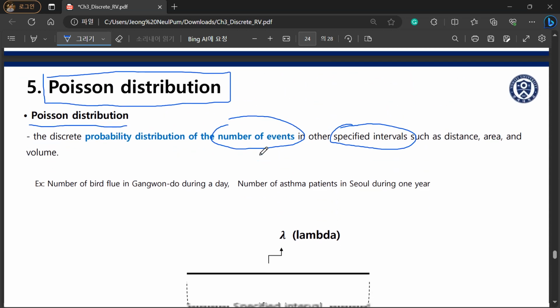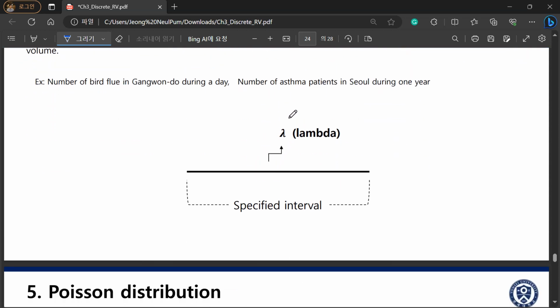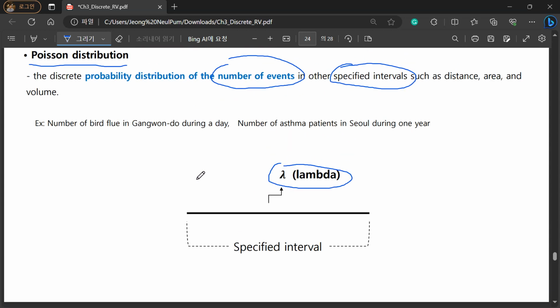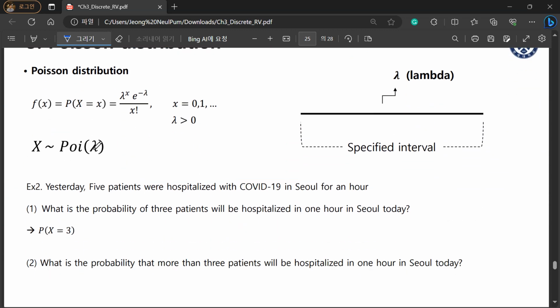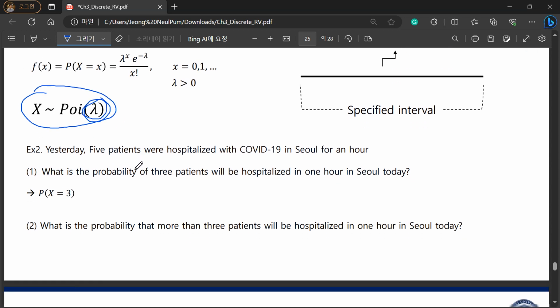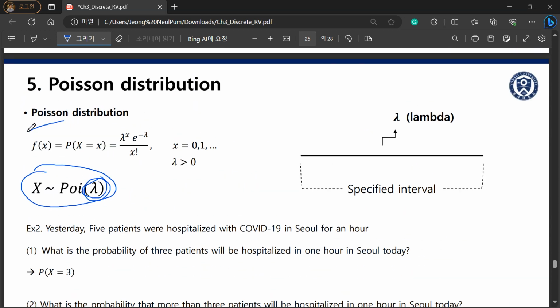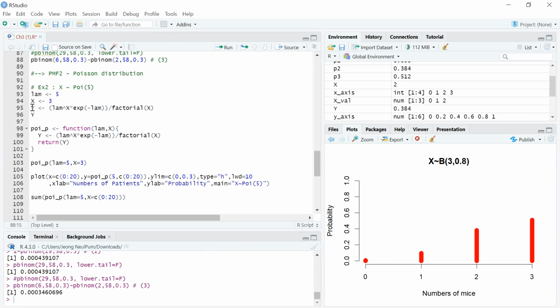When we deal with the Poisson distribution, we usually have to set one hyperparameter, which is lambda. The density formula is this one. So you can also get the density by implementing the formula with our programming here.